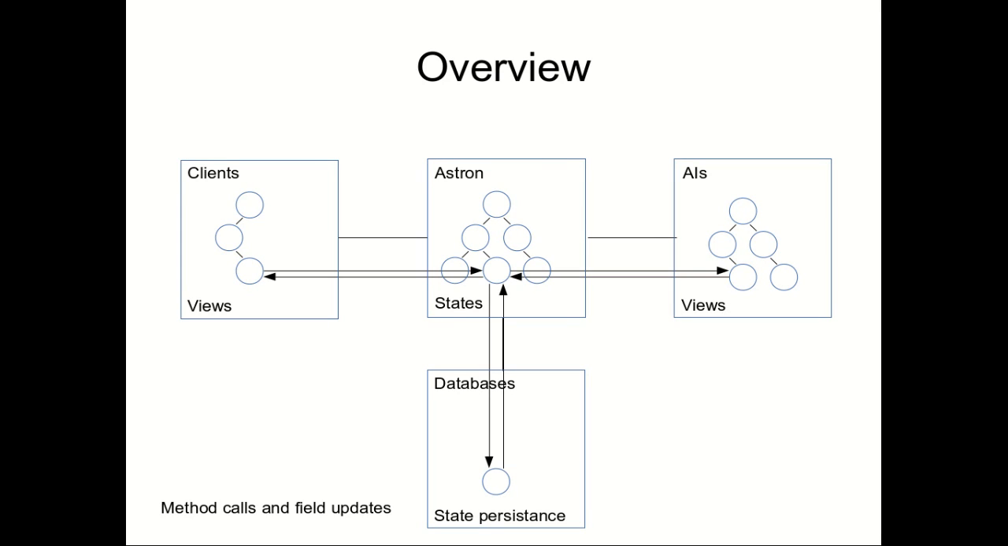Once views are created, method calls and field updates to the underlying objects get routed automatically according to how you define the distributed classes from which the distributed objects are instantiated.